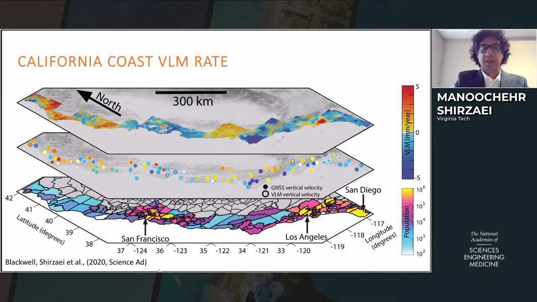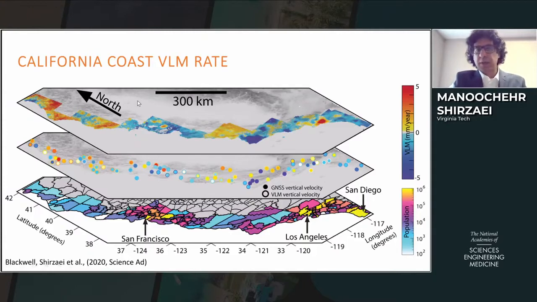For example, in San Francisco Bay Area, about 800,000 people are exposed to subsidence at a rate faster than 1 millimeter per year. And the number for Los Angeles and San Diego is over 2.3 million, which is a very important number to pay attention to, because subsidence can cause other hazards and damage to infrastructure in addition to exacerbating the sea level rise. Some take-home messages for this part of the conversation.